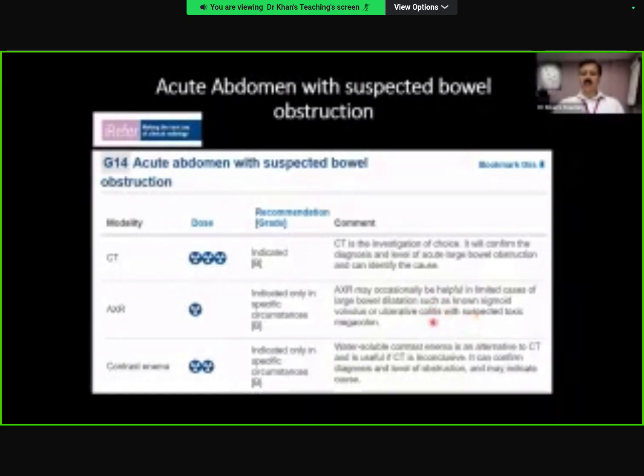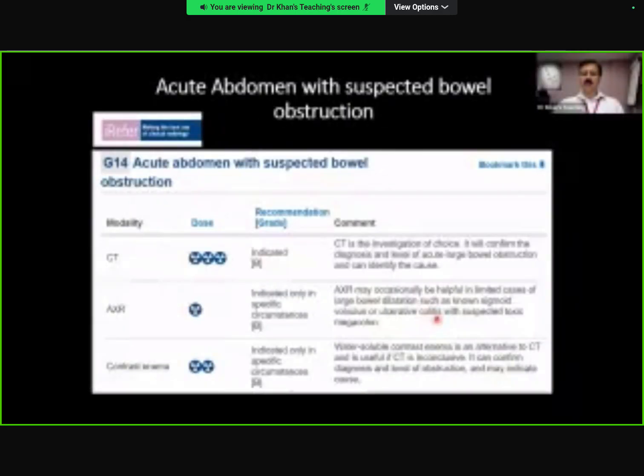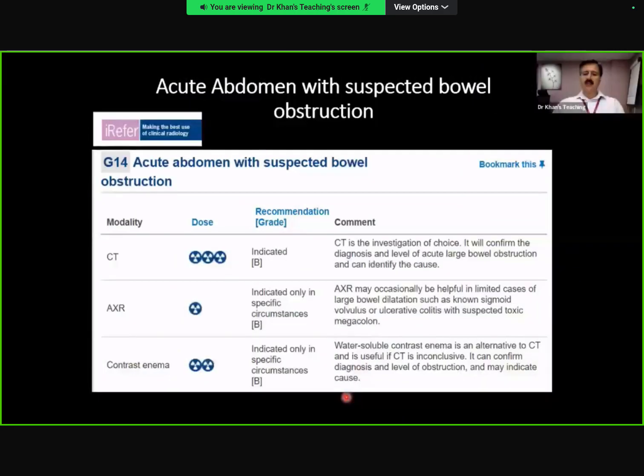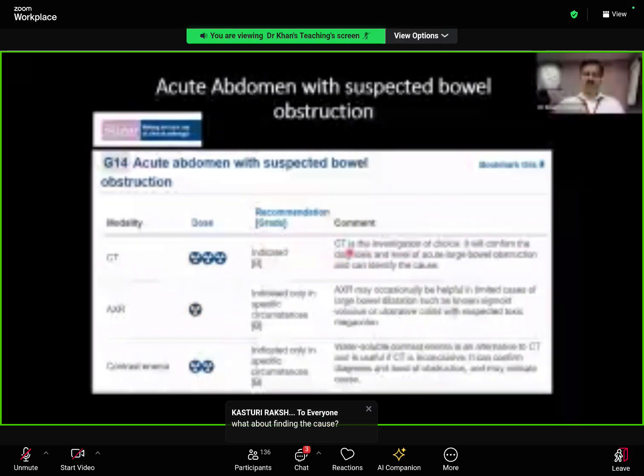Secondly is toxic megacolon. If it is a known case of ulcerative colitis, your eyes should pick it up. Having said that, in the real world here, CT can be done because an associated perforation, etc., can be picked up on CT much better than an X-ray. But these two questions are exam questions. So, of course, CT, the threshold is very low to CT.